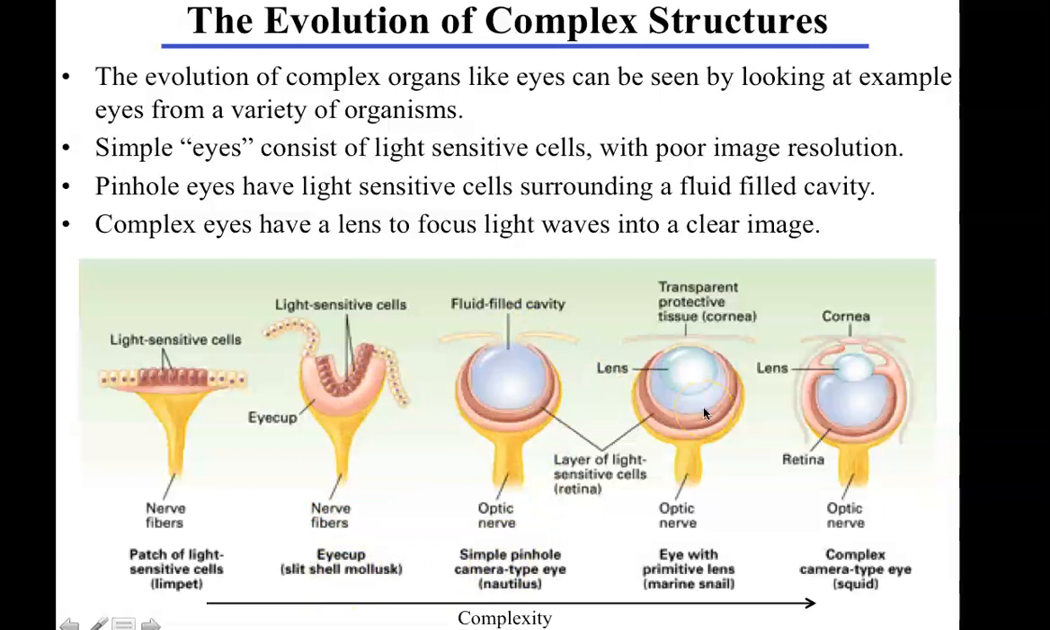So complex structures, it takes a lot of work to try to figure out how they evolved. But this is an example of one way that biologists will explain the evolution of a complex structure like an advanced camera type eye.